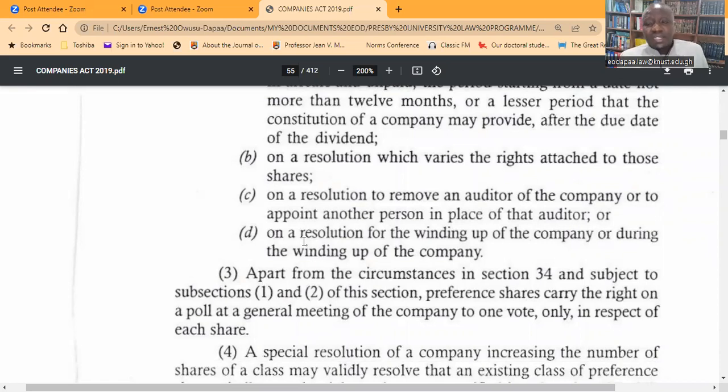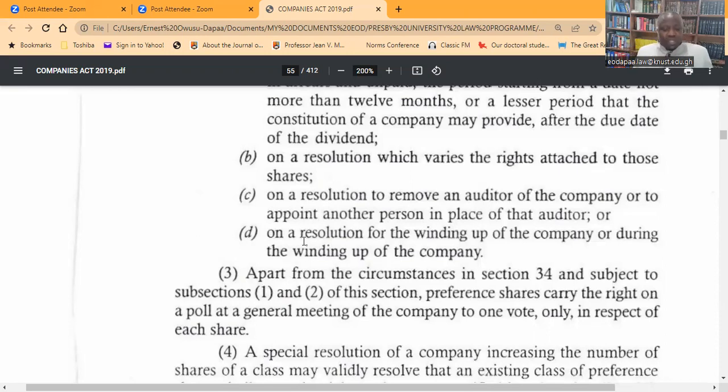So these are the limited instances. But outside these four instances, the company, per its constitution, can indicate those instances in which the preference shareholder may lose his right to attend and vote on resolutions. So let us keep that in mind.